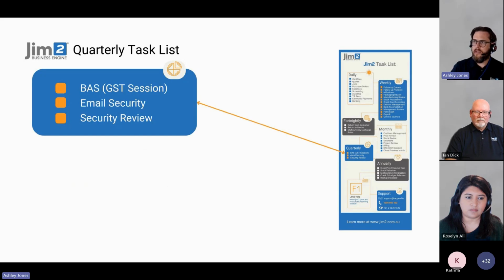Taking a look at quarterly, again, we've got the GST, but then we've got some security reviews here. What sort of things should customers be looking out for when doing a security review? Well, I think considering security settings is about thinking of this as what can people see and what can people do. And things change. People's roles change, people's responsibilities change, and it's worthwhile every now and then, we're saying quarterly, going back and seeing how individual users of Jim2 are listed in the security groups.